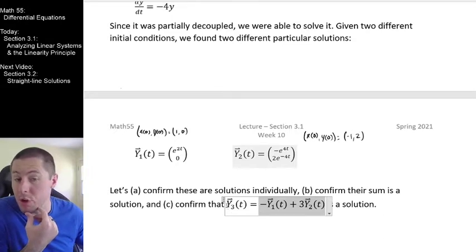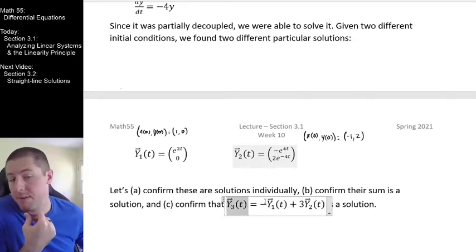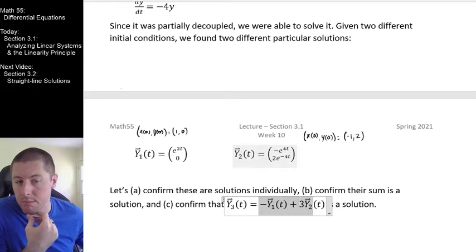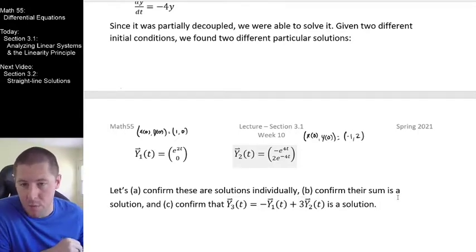So I'm coming up with a new y3. I'm defining it to be constant multiples of a sum or difference of y1 and y2, a linear combination of y1 and y2.